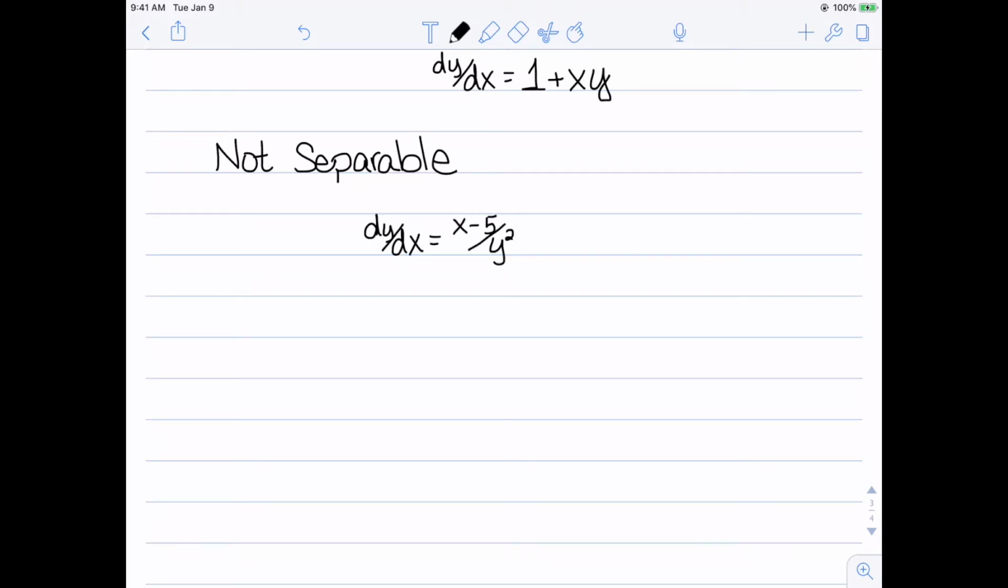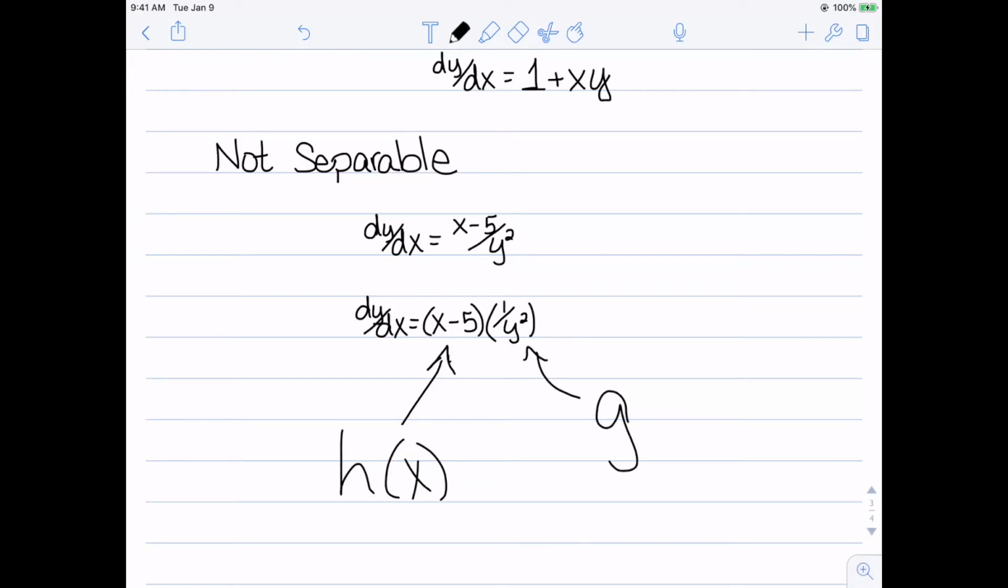What about dy/dx is equal to (x minus 5) over y squared? This one I could rewrite as (x minus 5) times 1 over y squared. So once again, I have my h(x), and I have my g(y). So this one would be separable.